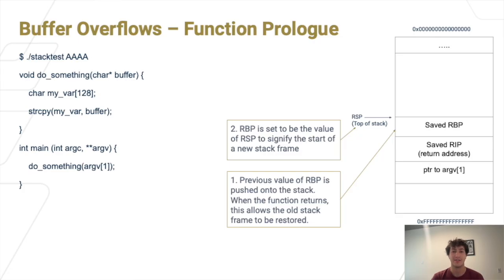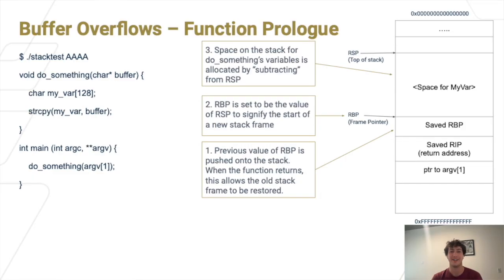Now that we have a new stack frame for doSomething, what we need to do is grow the stack to make space for local variables, specifically this 128 byte buffer. When we say that we grow the stack, this is done by subtracting from the stack pointer, since the stack grows from higher memory addresses to lower memory addresses.